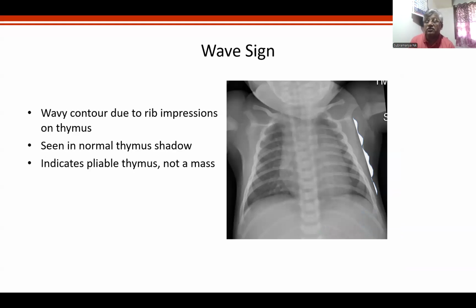Then the second thing is called the wave sign. Can you see the wave sign here? I have shown you the wave here, and this is called the wave sign. This wave sign happens because of rib notching. When there is pressing on the ribs, it will produce that wave contour. You understand? This is very important for you to know, and this is thymus.